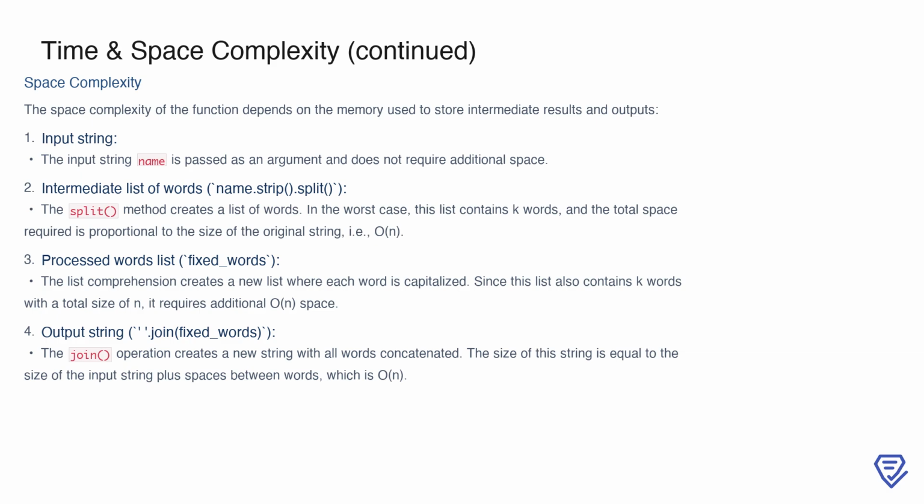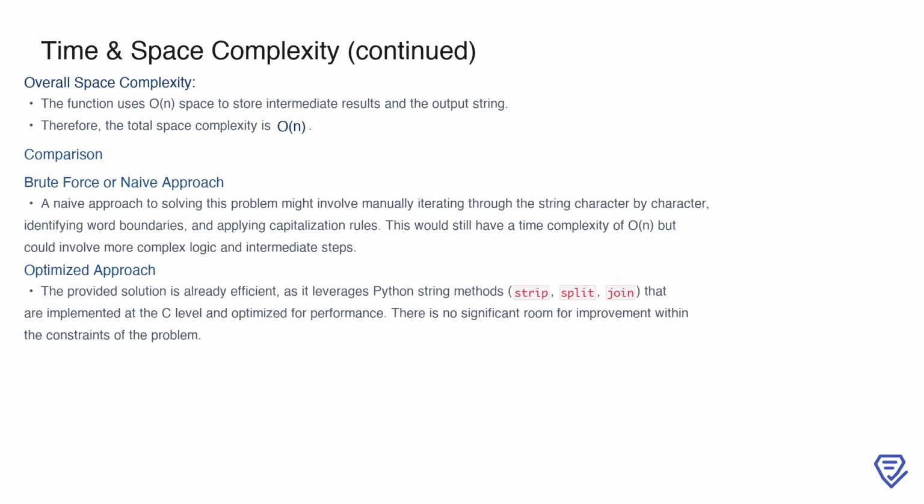The list comprehension that generates fixed_words creates another list of processed words. Since this list also contains k words and has a total size equal to the original string, it requires an additional O(n) space. Finally, the join operation creates a new output string by concatenating the words, requiring O(n) space to store the result. These intermediate lists and the output string are the primary contributors to the function's space usage. Adding up all the space requirements, the function uses O(n) space for intermediate results and the output string. Therefore, the total space complexity of the function is O(n).